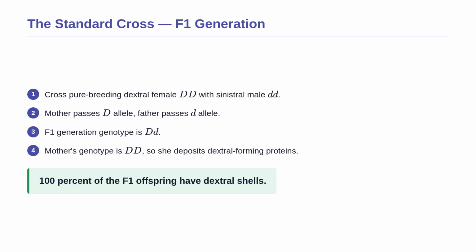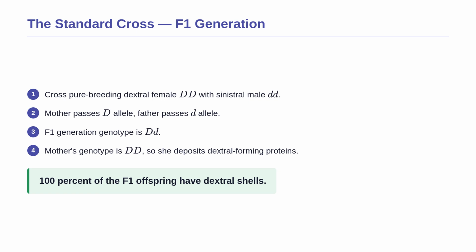Before we move on, let us see this formula in action with a concrete example. Let us walk through a classic genetic cross to see how this plays out. Suppose we cross a pure-breeding dextral female snail with a pure-breeding sinistral male snail. We want to find the genotypes and phenotypes of the first generation.